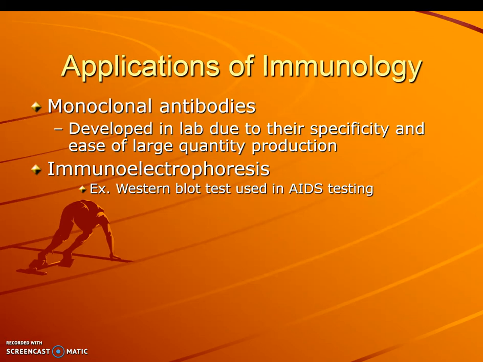Immunoelectrophoresis, maybe you guys have heard of electrophoresis before, is when you put an electrical current through various different types of chemicals. Immunoelectrophoresis, the example that you guys want to know for the exam, is called the Western blot test, and that's used in AIDS testing. So you should know that example for immunoelectrophoresis. There's other information in the book. There's information about the details of it on page 279, but you guys don't really have to worry about any of that in terms of the exam. Just know that the Western blot test is used in AIDS testing, and it's an example of immunoelectrophoresis.